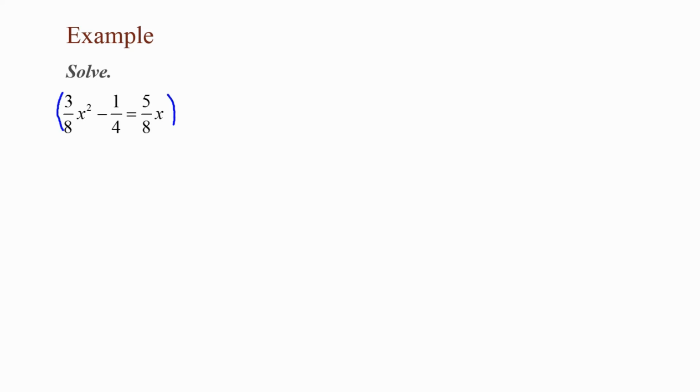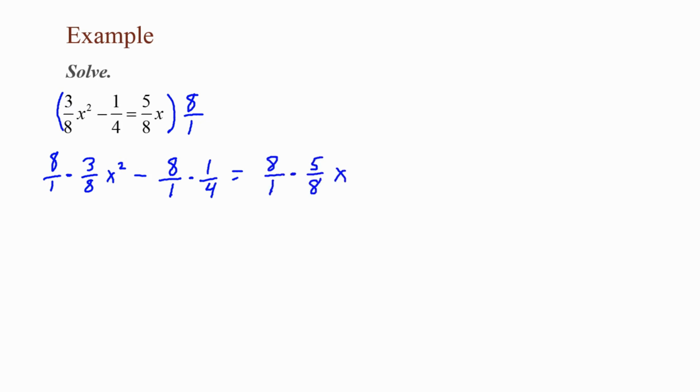If I multiply the whole equation by 8 over 1, I would have 8 over 1 times 3/8 x squared minus 8 over 1 times 1/4 equals 8 over 1 times 5/8 x. 8 over 1 times 3/8, my 8's cancel, and that leaves me with 3x squared minus 8 over 1 times 1/4, I can cancel out my 4, so my result is 2 equals 8 over 1 times 5/8, my 8's cancel, leaving me with 5x. So 3x squared minus 2 equals 5x is a much simpler equation to solve.